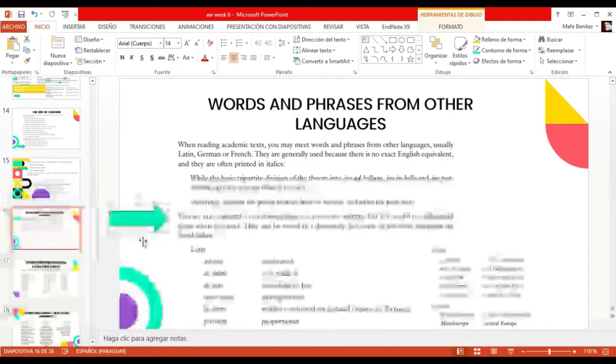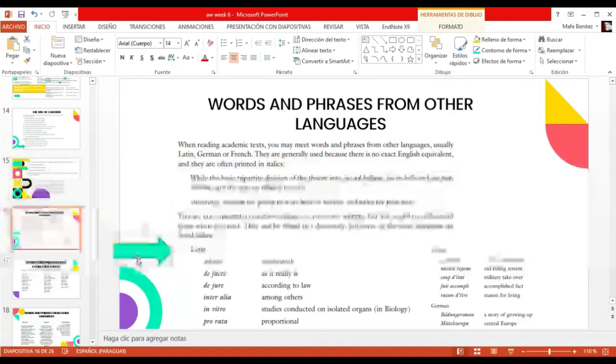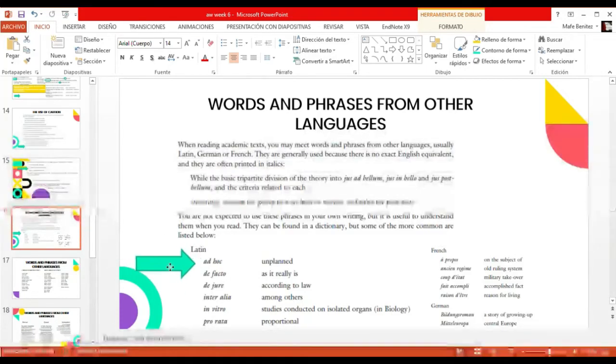You're not expected to use these phrases in your own writing, but it is useful to understand them when you read. They may be found in a dictionary, but some of the more common are listed below. So, you're not expected to use them, but if I found one of these, you'll get extra points. I'm telling you. If you ever get to use this, I give you my permission to brag about it. Okay? So, we've got Latin, French, and German.